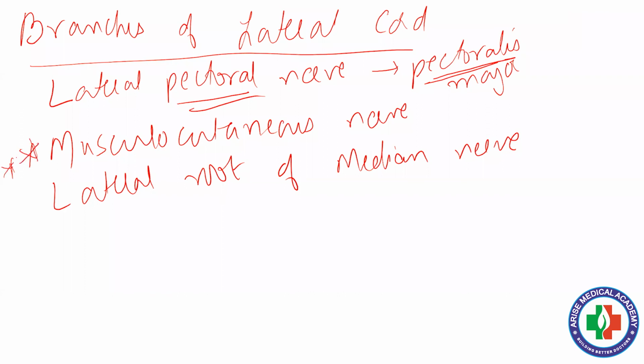That's it. In lateral cord, we have what? LML. What is the mnemonic we used? LML Vespas we had, right? Old times. LML: lateral pectoral nerve, musculocutaneous nerve, and lateral root of median nerve. The lateral pectoral nerve supplies pectoralis major. Then we have musculocutaneous nerve and the lateral root of median nerve.